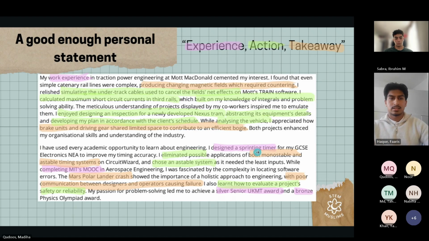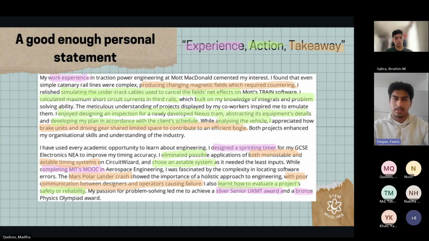And so I'm going to show you now a good enough personal statement. This was mine, and so it's good enough because it got in. I want you to focus on those three words at the top, EAT, and don't focus too much on the words themselves, but just how I distribute everything in the personal statement, where most of it focuses on action. This is because Imperial aero lecturers and admissions officers are looking for people that have initiative to do things. So where you choose, you eliminate, you simulate, you design, analyze. These are the skills that they're looking for.